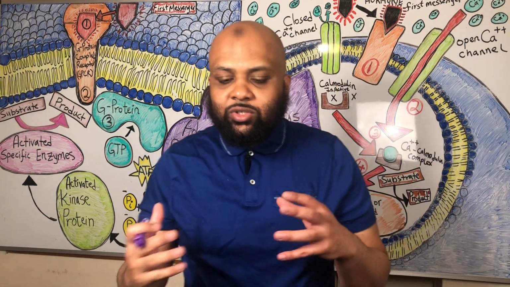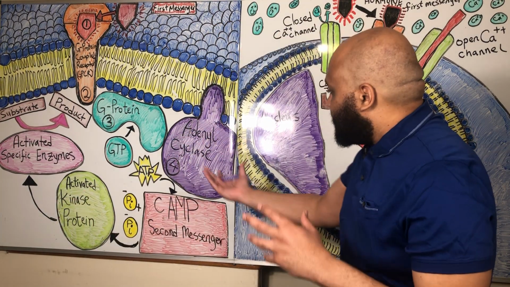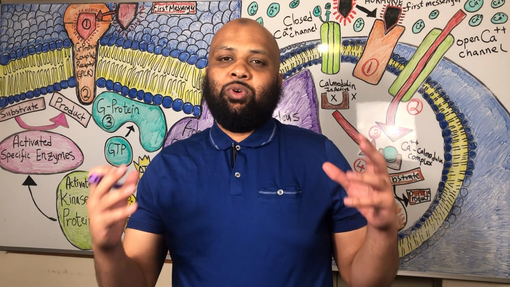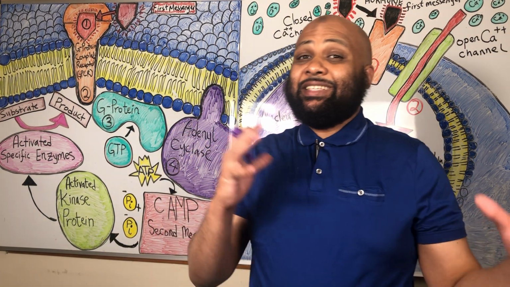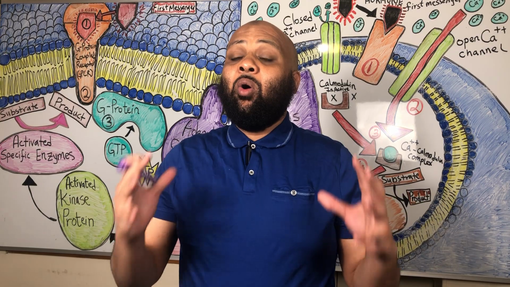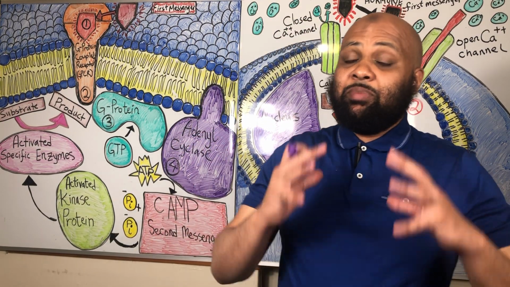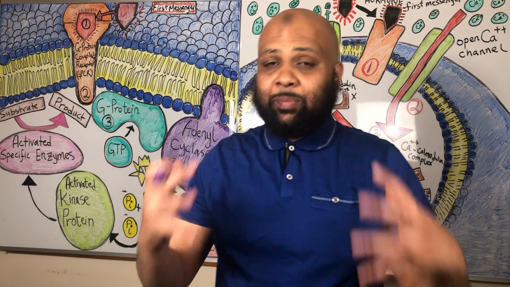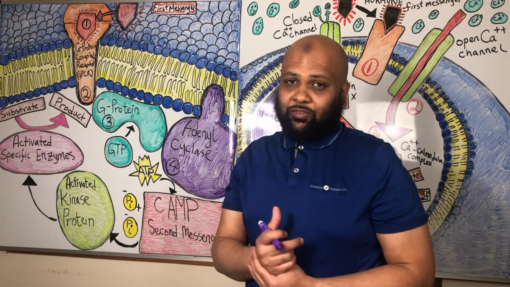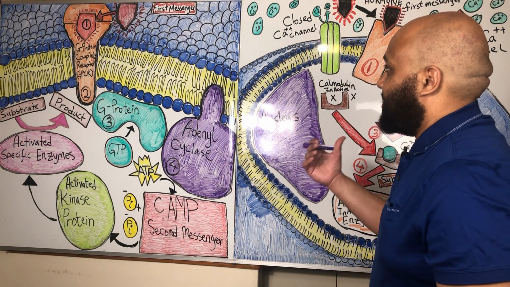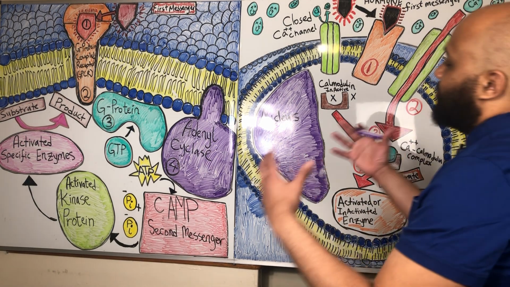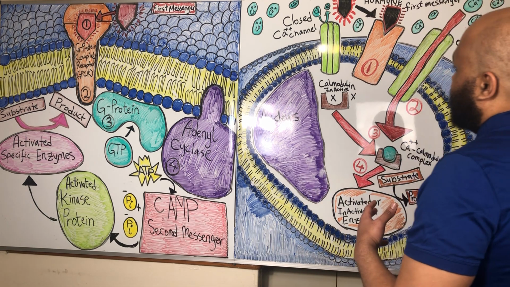So in order to understand the differences between the two second messenger systems, remember I've always told you, whenever you want to understand the differences between two things or multiple things, always begin with the similarities, because the similarities are the stepping stone to making you understand what the differences are. So let's begin with the similarities. What are the similarities between our two different second messenger systems?